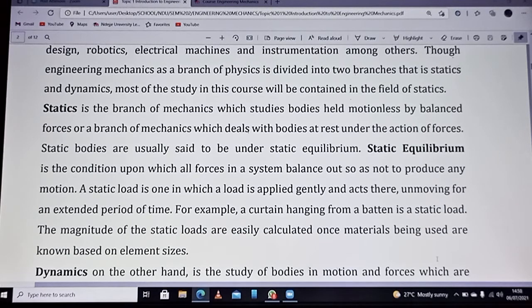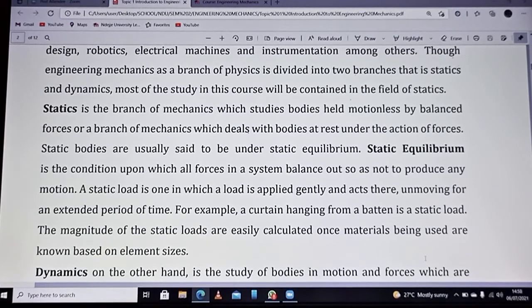One, sum of forces in x, sum of forces in y must be equal to zero, sum of forces in the z direction must be equal to zero, and the sum of moments at any given point must be equal to zero.